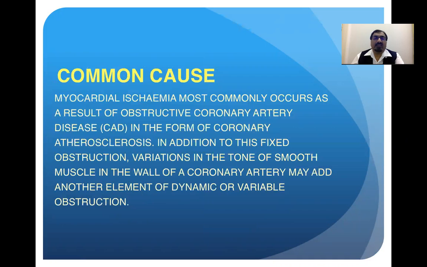The most common factor which leads to this myocardial ischemia is the result of an obstruction to the coronary arteries in the form of atherosclerosis, which I already told you. In addition to this fixed obstruction, there are some variables which determine the tone of the smooth muscles. Some hematological factors have also been postulated. Even they have now said that the viscosity of the blood increases and the flow of the blood decreases, and there are some other dynamic and variable things which are occurring in the formation of this acute coronary syndrome.